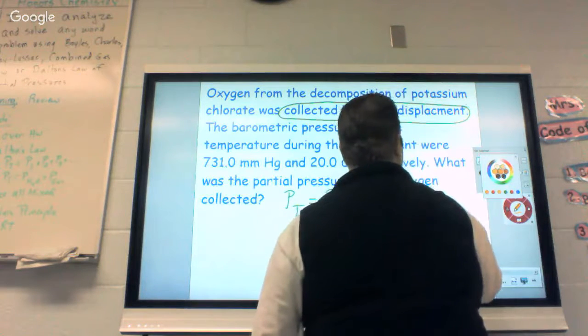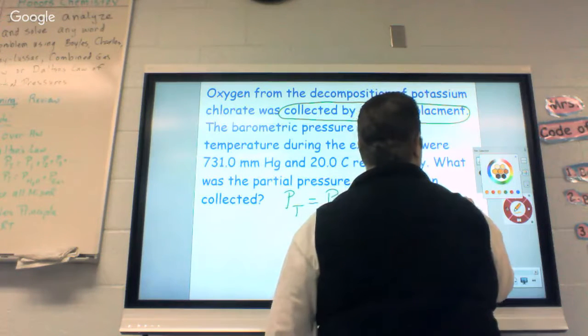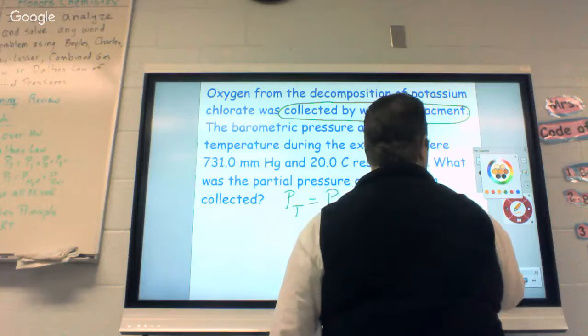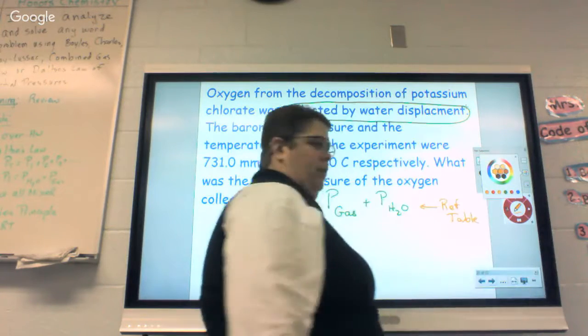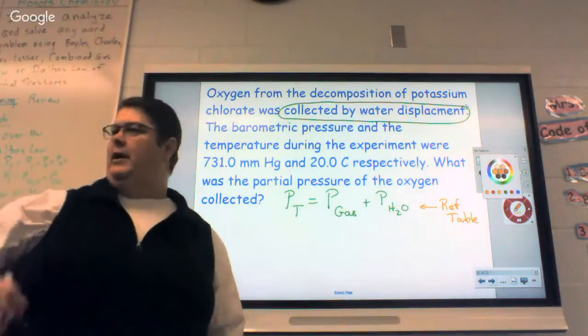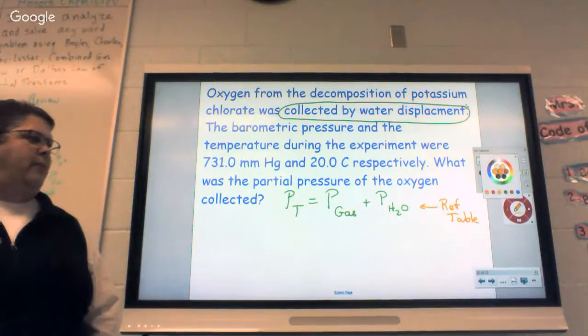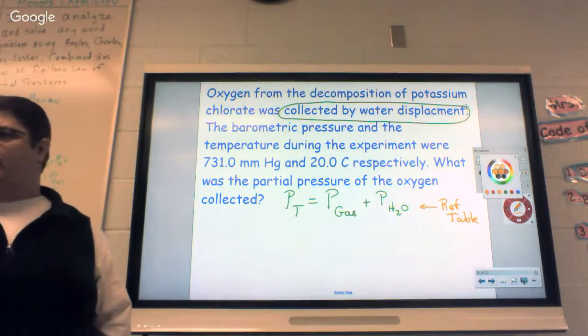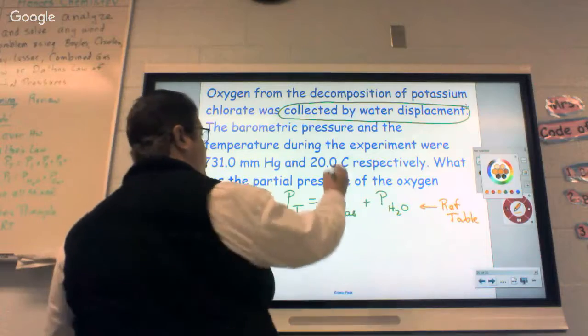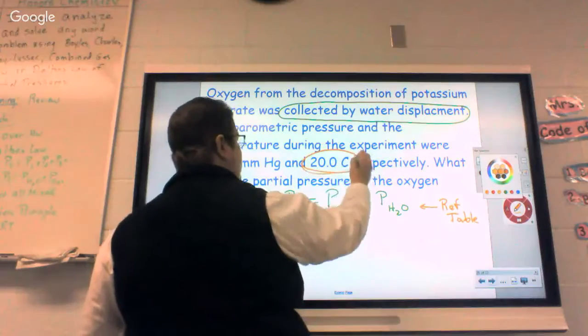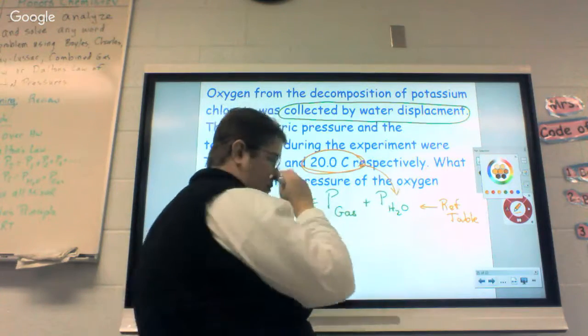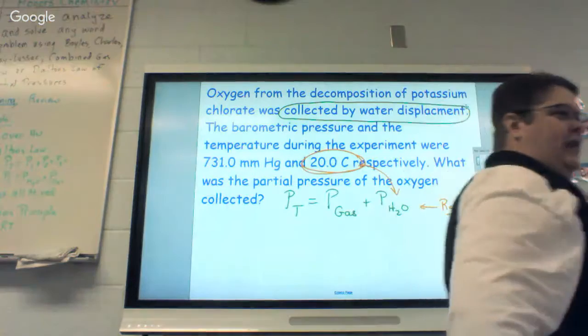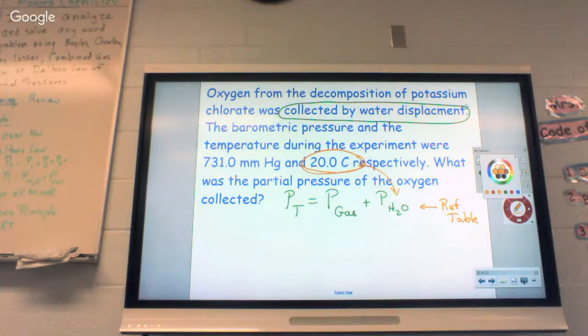Okay? This one right here is the one that's always on the reference table. You don't have to find it in the word problem. The pressure of the water is not ever given in the word problem. It always comes from the table I just gave you. Okay? You use the 20 degrees Celsius to find this. So on that chart that I just handed you, find 20 degrees Celsius.